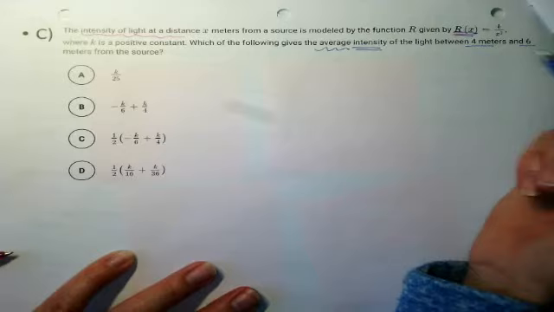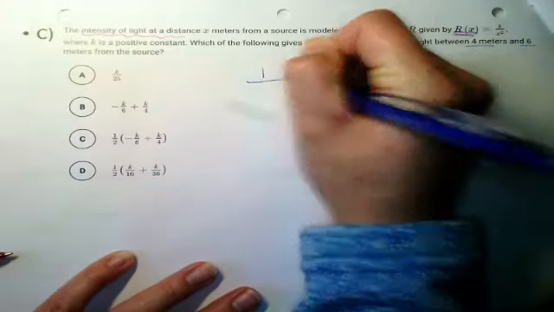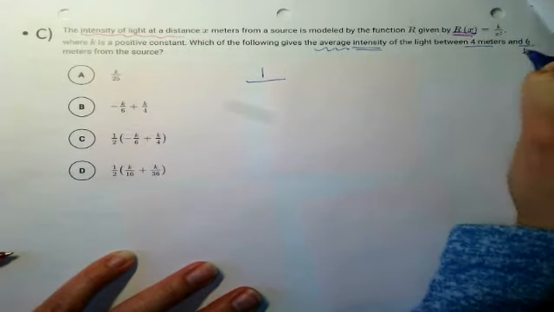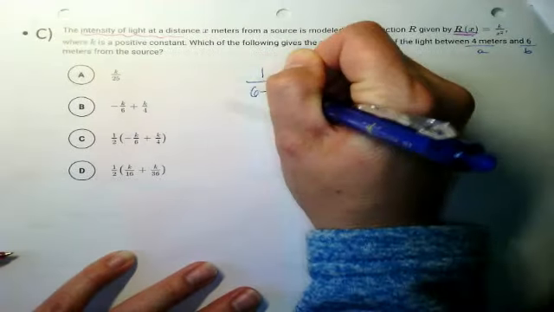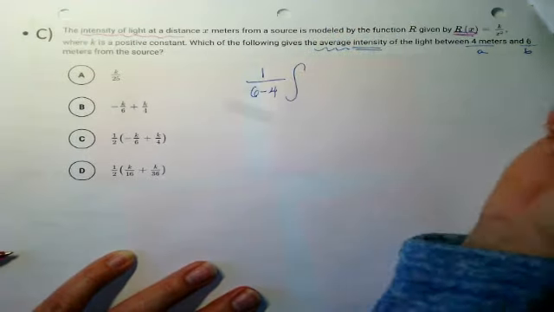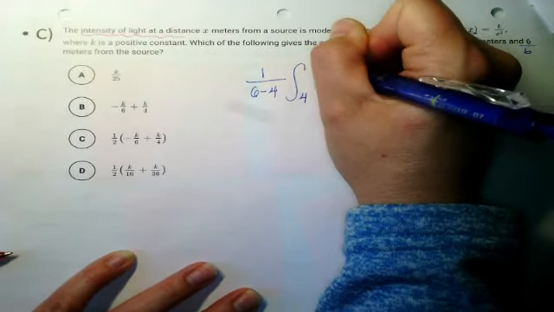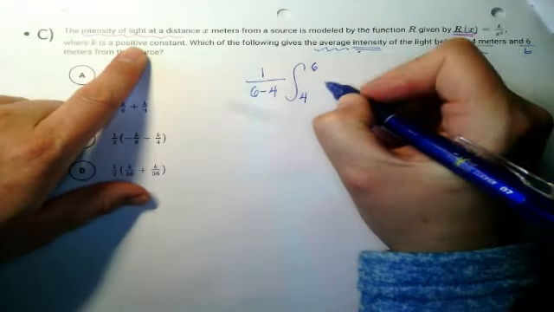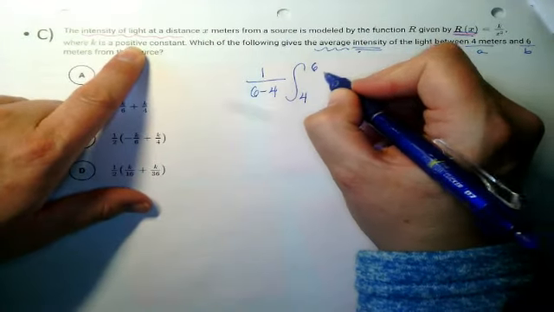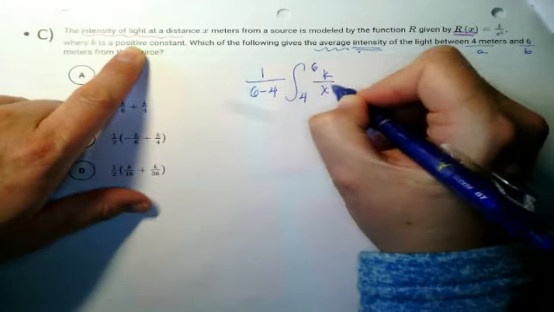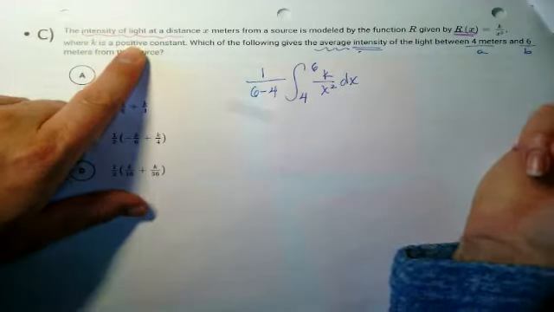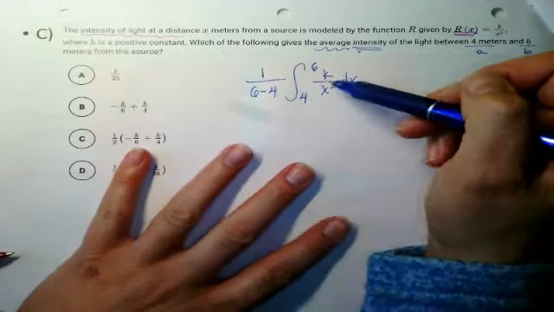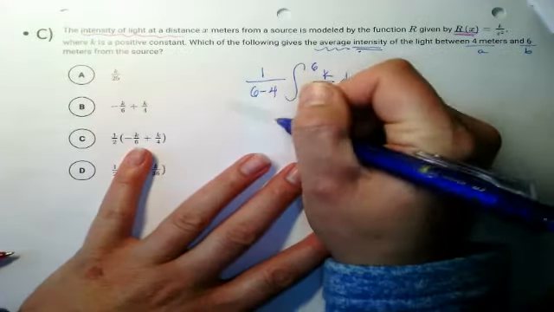All right, well, average intensity. Average, 1 over b minus a, and the integral from a to b of our intensity function. That's our intensity function, k over x squared. Okay, k is just a number. And we're going to integrate that.